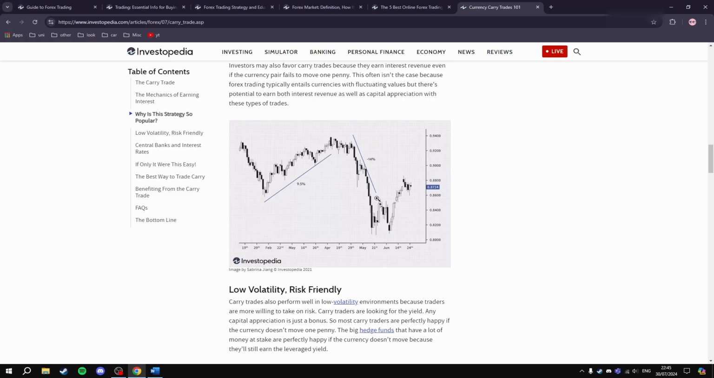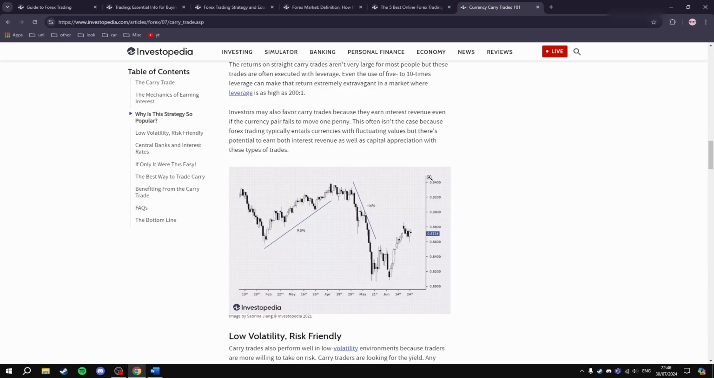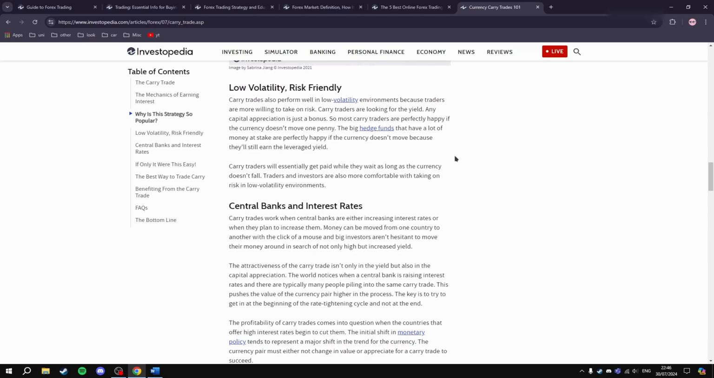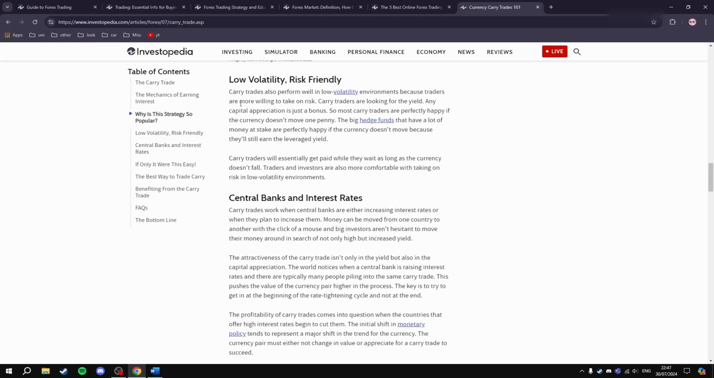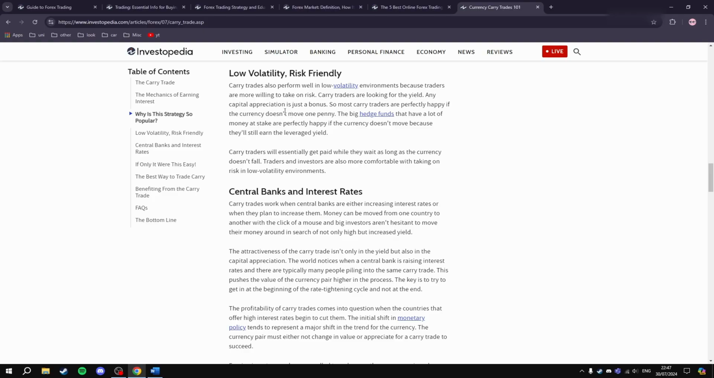Forex funding trading typically entails currencies with fluctuating values, but there's potential to earn both interest revenue as well as capital appreciation with these types of trades. Low volatility, risk friendly. Carry trades also perform well in low volatility environments because traders are more willing to take on risk.